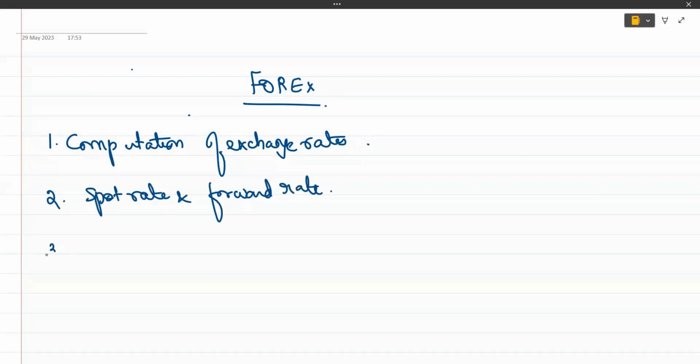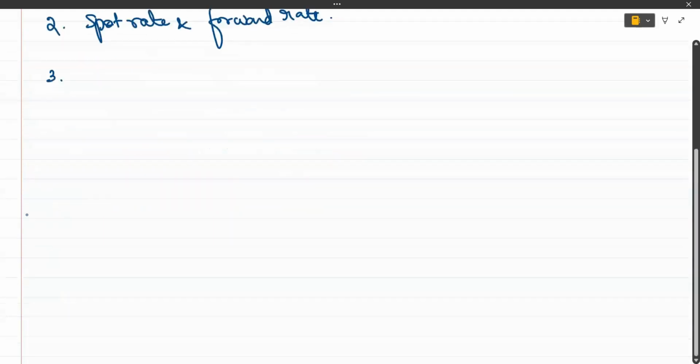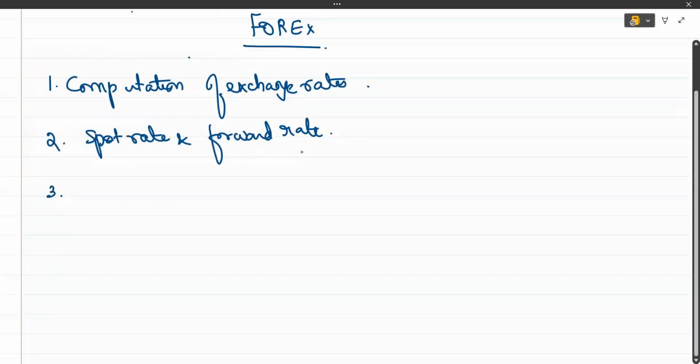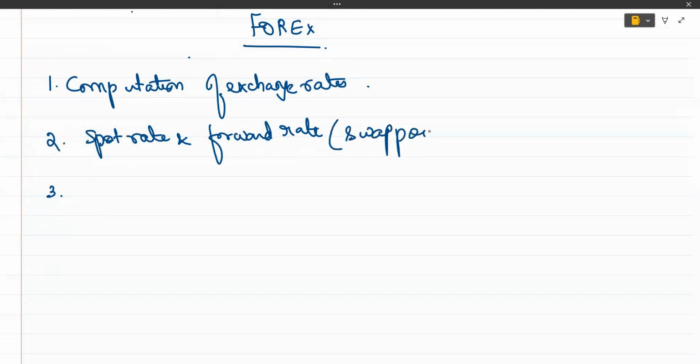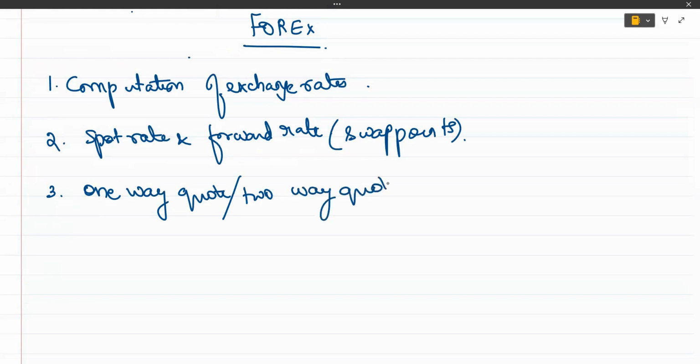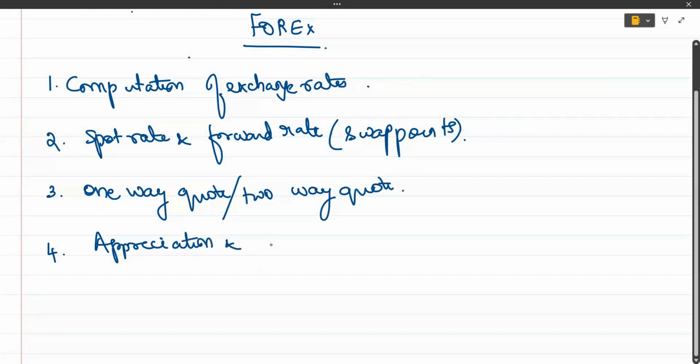Then after finding the spot rate and forward rate, I will tell you about swap points. While computing the forward rate, you will be using some points called swap points. Then you will have one-way quote and two-way quote. Then you will have appreciation and depreciation of a currency.